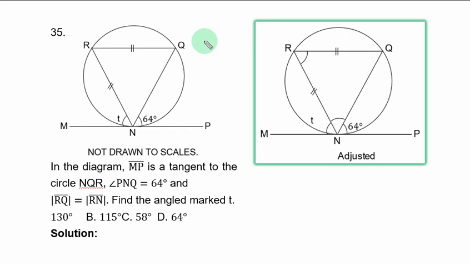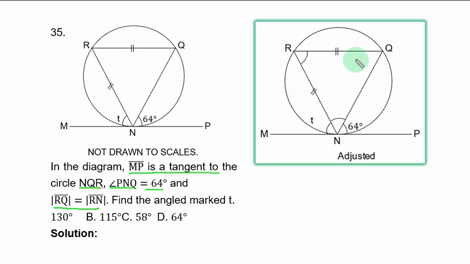Question 35. In the diagram, MP is a tangent to the circle NQR. Angle PNQ is 64 degrees and RQ is equal to RN. Find the angle marked T.